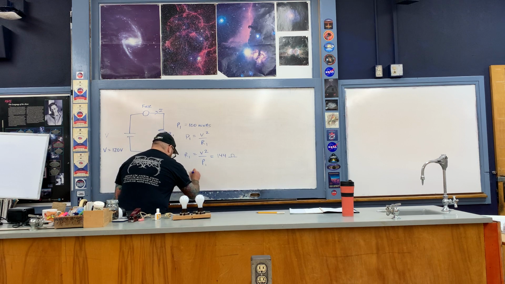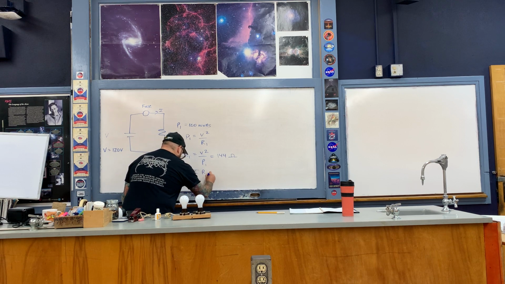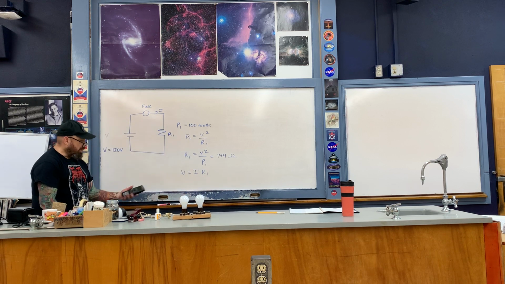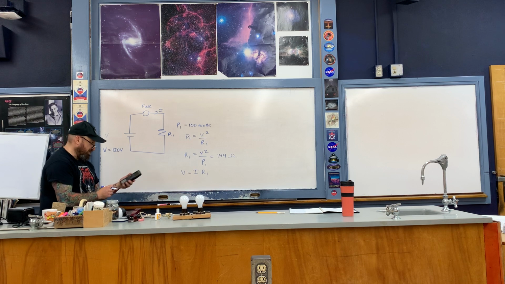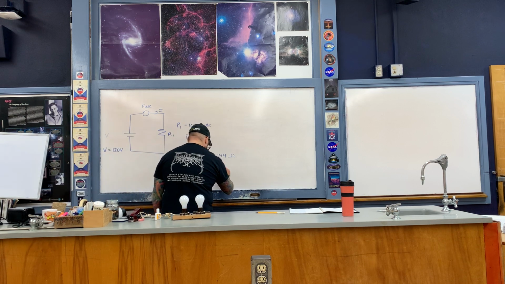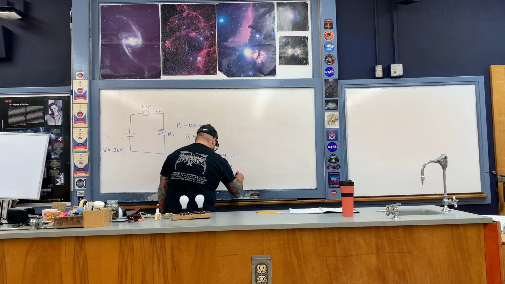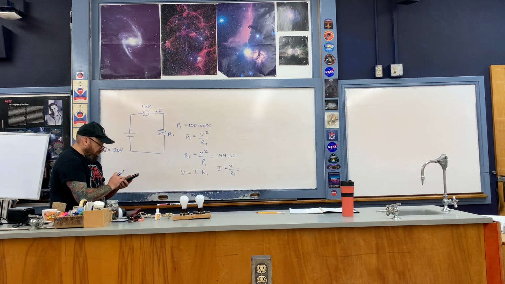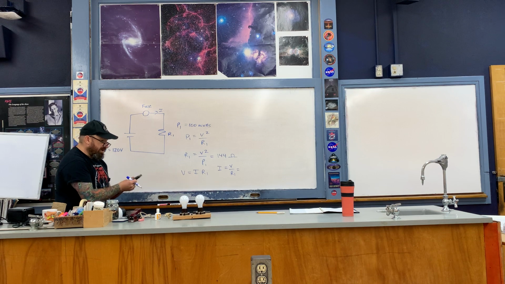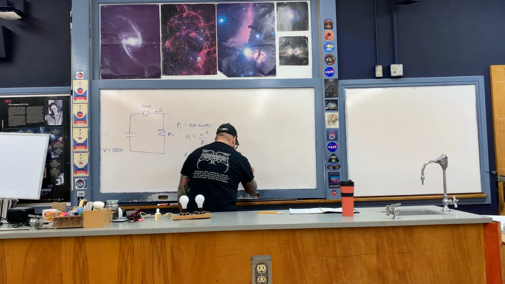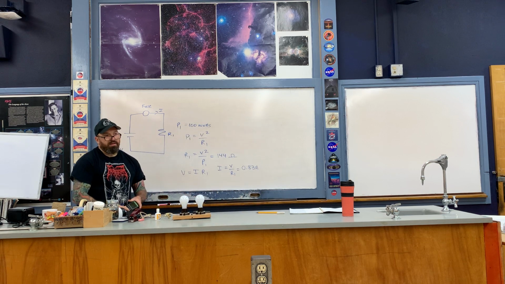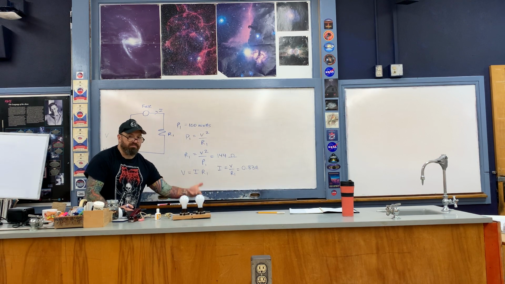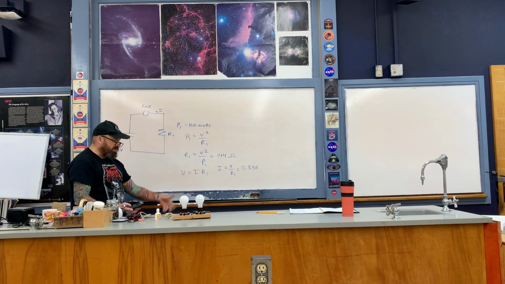So V equals I times R1. Let's now solve for the current I. So it's going to be V over R1. Okay, so 120 divided by 144, and this comes out to be only a small amount of current, 0.83 amps.